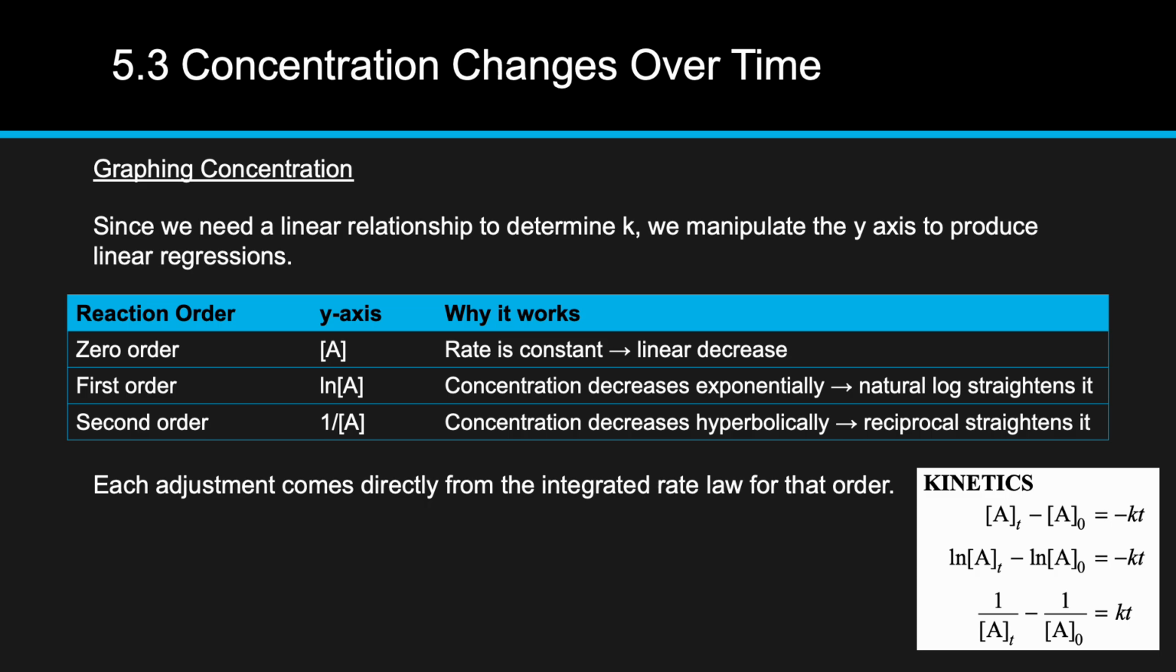For first order reactions, those are going to show an exponential decrease in concentration. So plotting the natural log of the concentration versus time is going to form a linear regression. Then for second order, those are decreasing hyperbolically. And so if we plot the inverse of the concentration versus time, that is going to straighten that curve.